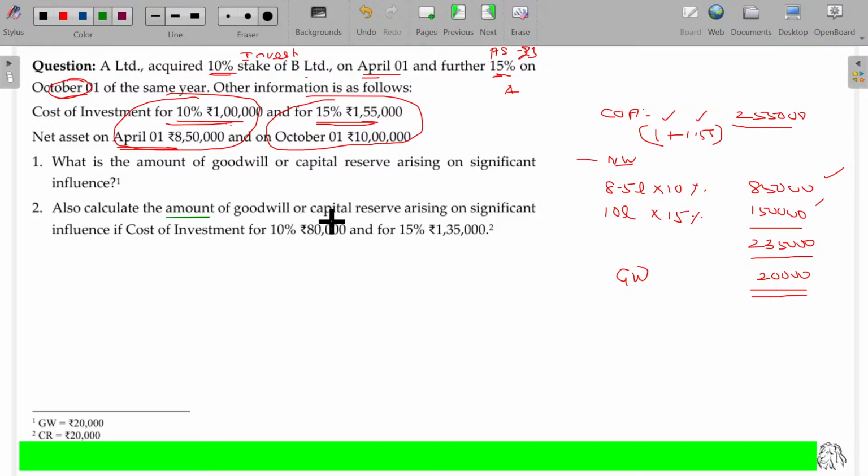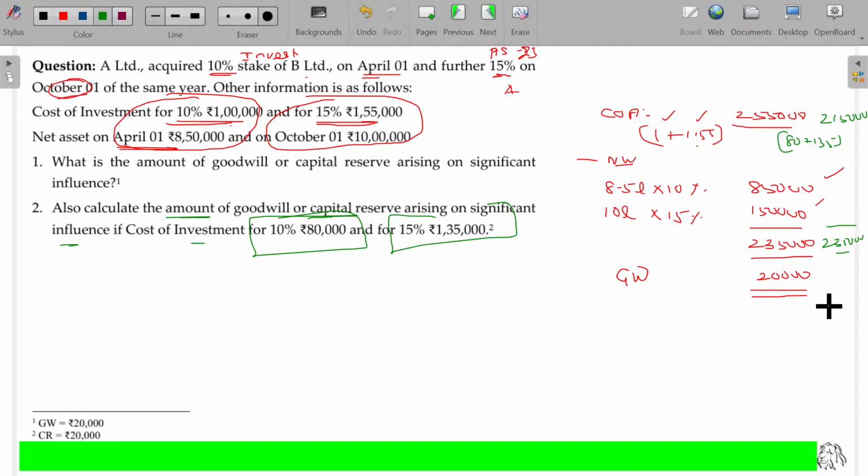Also calculate the amount of goodwill or capital so arising on significant influence if the cost of investment for 10% being 80,000, 15% being 1,35,000. Okay, what happens here? So your investment, 80 and 135, then overall value being 2 lakhs 15,000 and of course net worth being 2 lakhs 35,000.